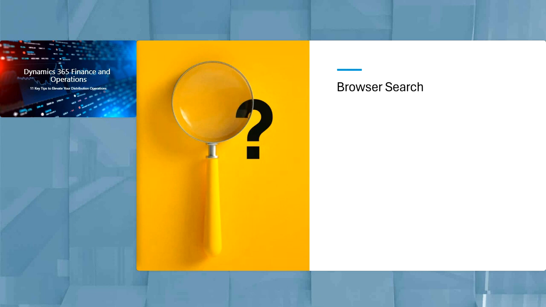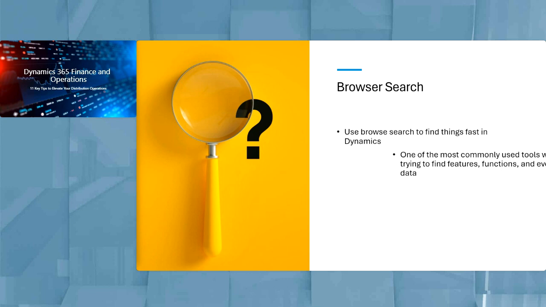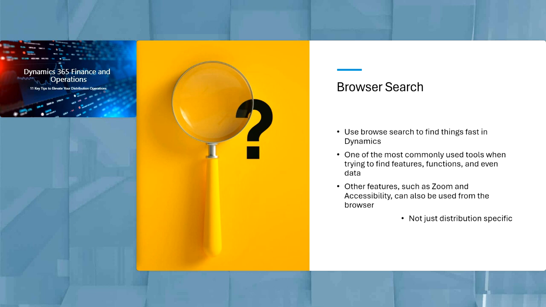So, browser search. This is one that I use all the time across any industry, across any product. If you think about it, a lot of people ask, what's the benefit of this with a cloud app and a web browser in distribution? Well, first and foremost, if I build this out at a high level, we've got the browser that we interact with to access finance and operations or some of our products. We're saying F&O, but this is global.